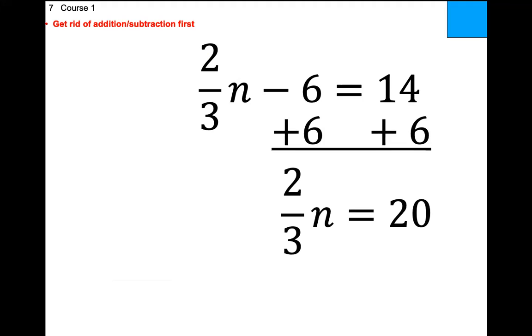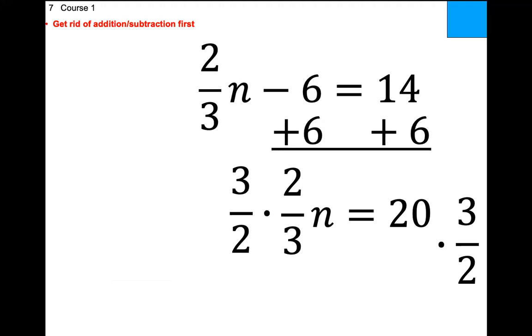Okay, now we're going to pause. Josh, how do we get rid of 2/3? Multiply both sides by 3 over 2. Remember, technically what we're doing is dividing both sides by 2 over 3, but dividing by a fraction is multiplying by the reciprocal, in other words, the fraction flipped. So as Josh said, we multiply both sides by 3 over 2. This was your homework last night.